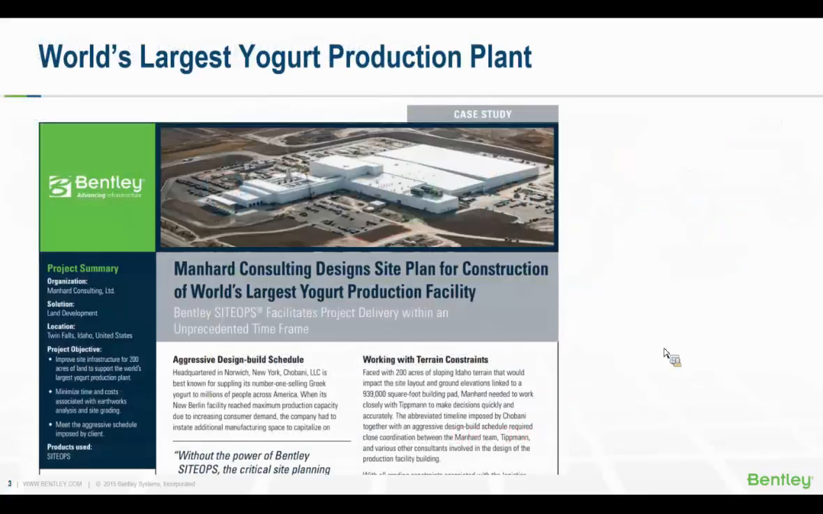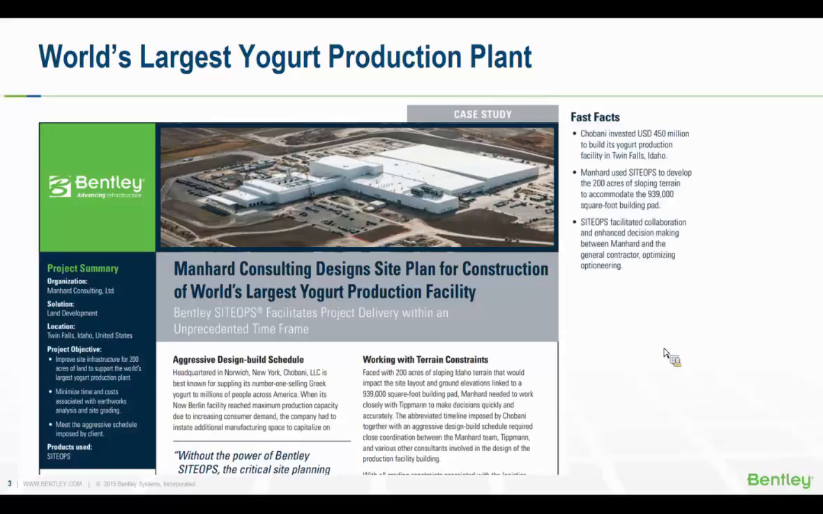So let's look at the world's largest yogurt production plant. This was done by Manhart Consulting, and it was done for Chobani. And here's some facts, just really quick about this, because this was a fairly massive undertaking for a yogurt factory. First off, it's worth $450 million. That's a pretty big amount of money. And it was in Twin Falls, Idaho. It was on 200 acres, and they needed just under 1 million square feet for the building pad.